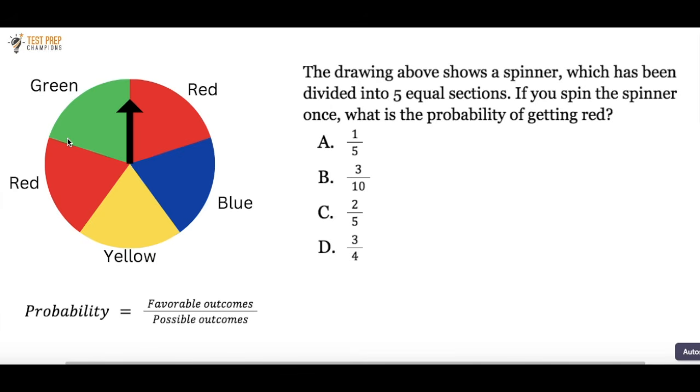Okay, so the basic formula for probability is probability equals the number of favorable outcomes divided by the number of possible outcomes. So in this case, what is the probability of getting red? Well, how many chances are there to get red? There are 1, 2. There are 2 different chances to get red. And what's the total number of possible outcomes? Well, really it's 1, 2, 3, 4, 5. There are 5 possible outcomes. So you would do 2 over 5, and C is the correct answer here.